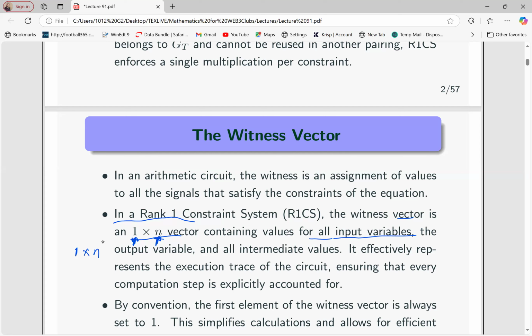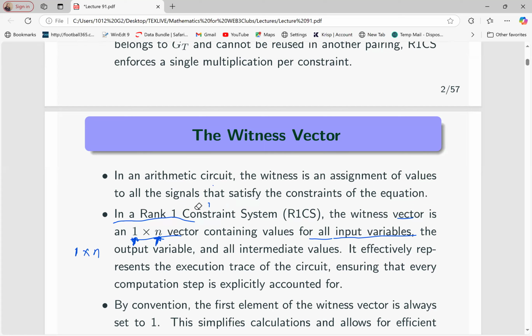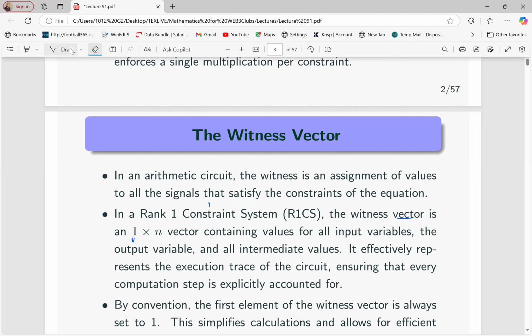Values for all inputs. In our case above, we've seen x2 plus x1 was equal to something, 8. So the inputs here will be x2 and x1. In terms of the arithmetic circuit, I've said they will not be the only inputs in terms of the rank 1 constraint. So we need to know what the other inputs are. But let's first define again what a witness is, and then we proceed with examples.